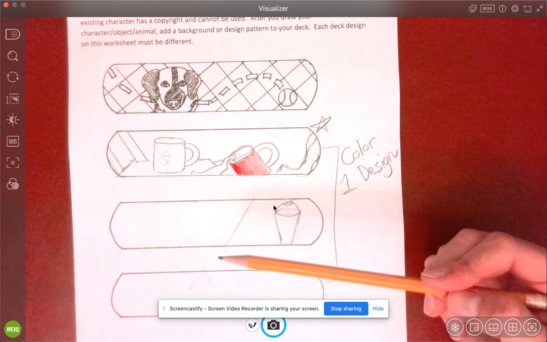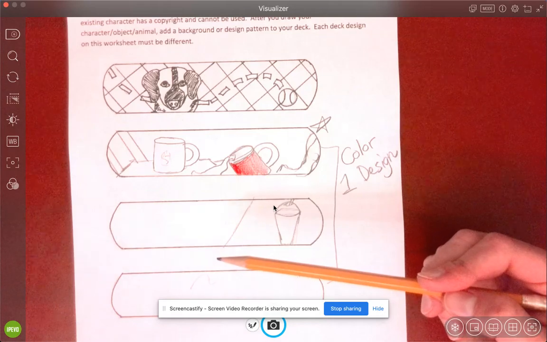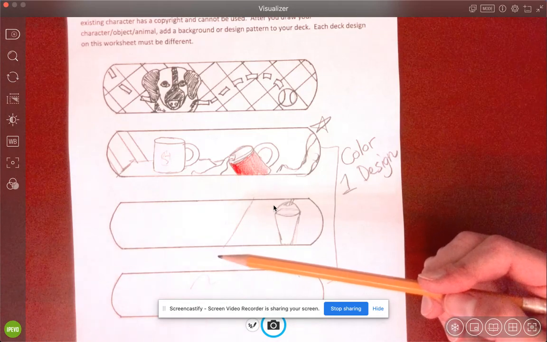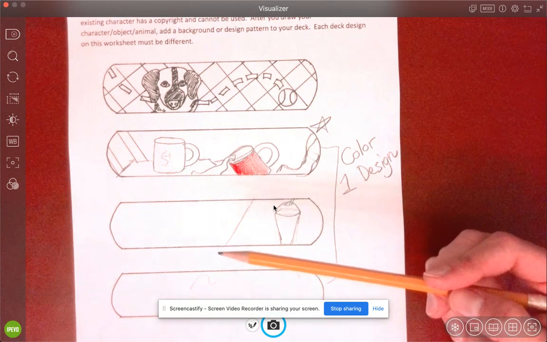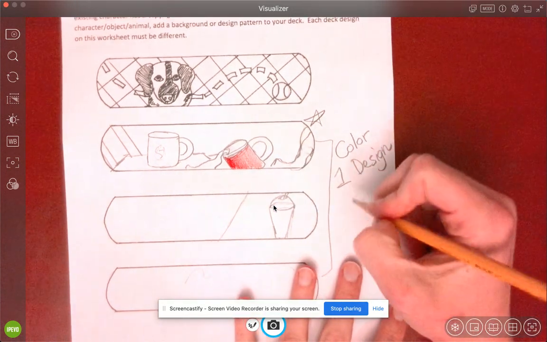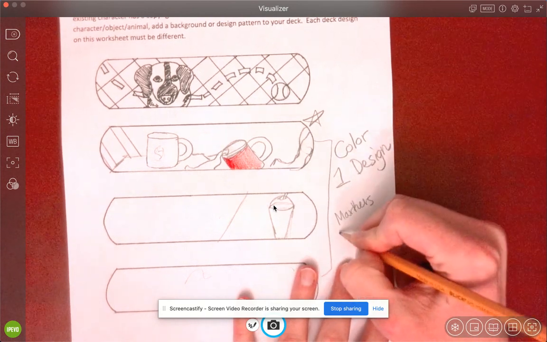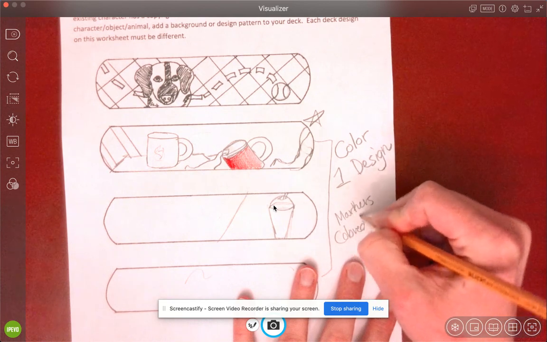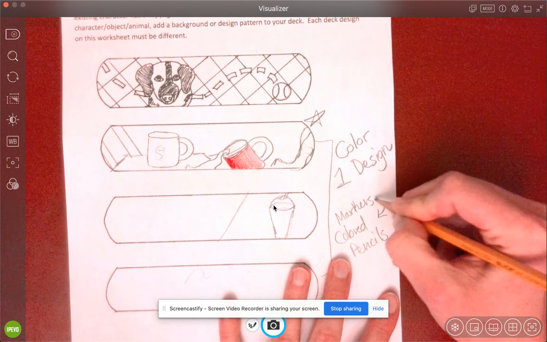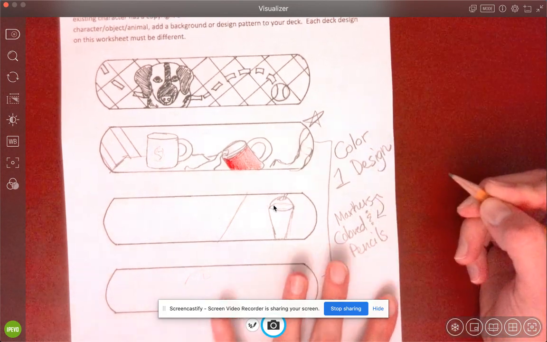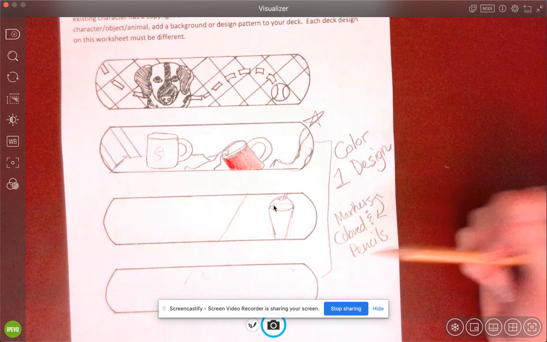If you have your own oil pastels, if you have your own markers, you can use them, but we're not going to use mine because, again, of the social distancing and taking stuff home and all of that. So you can write on here, let's say I have my own markers, I would write markers. Or if I have my own colored pencils, I would write colored pencils. Or if you want to do a combination, you could do markers and colored pencils. Okay, that's fine. But again, it has to be your own markers or your own colored pencils, unfortunately.